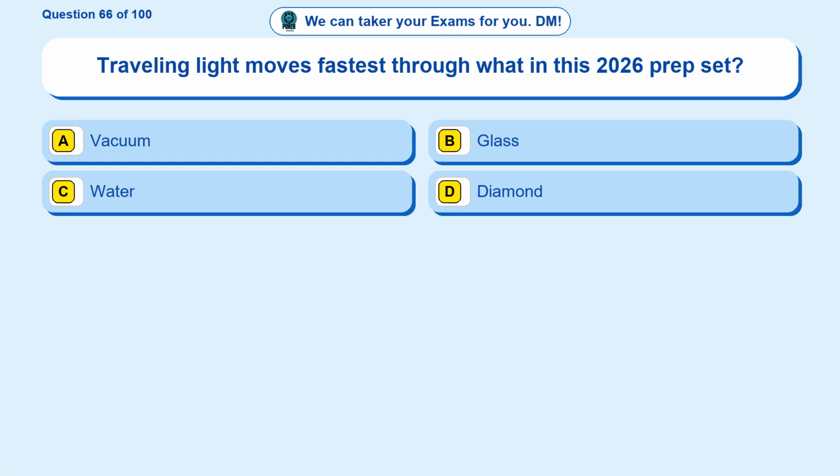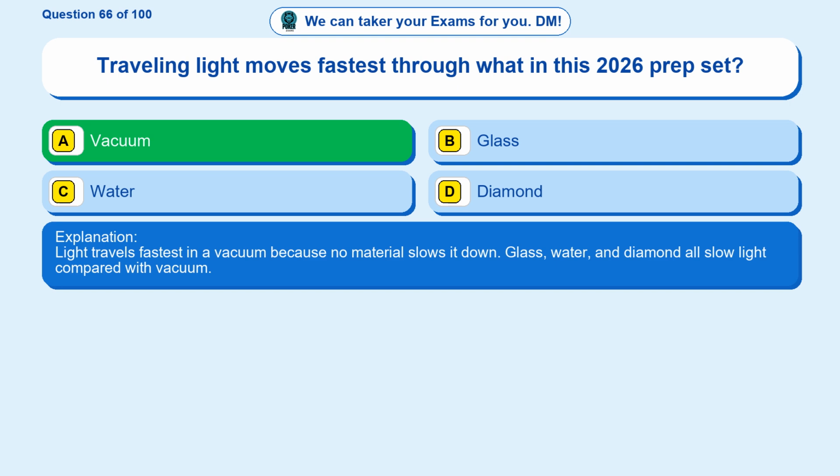Question 66. Traveling light moves fastest through what in this 2026 prep set? Option A, vacuum. Option B, glass. Option C, water. Option D, diamond. The correct answer is option A, vacuum. Light travels fastest in a vacuum because no material slows it down. Glass, water, and diamond all slow light compared with vacuum.